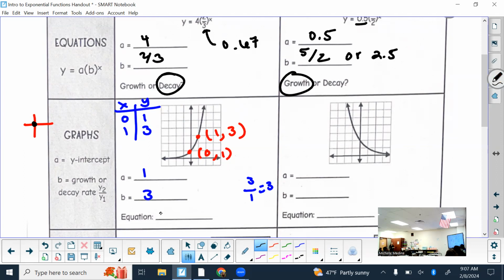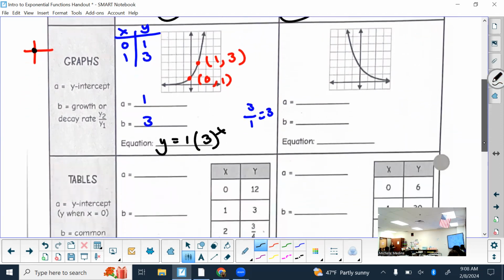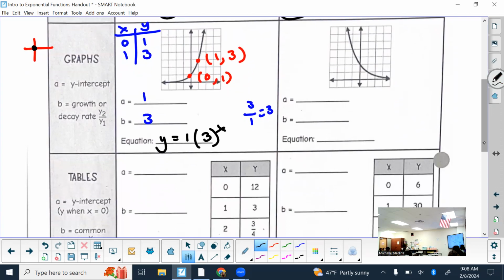So for this one, my a was 1. I technically don't have to write it because it's a 1, but it's fine. My b value was 3, and it's going to be to the x power. Yes.